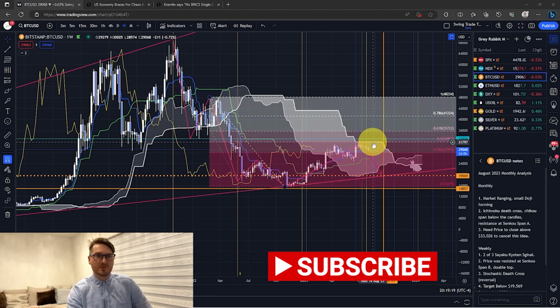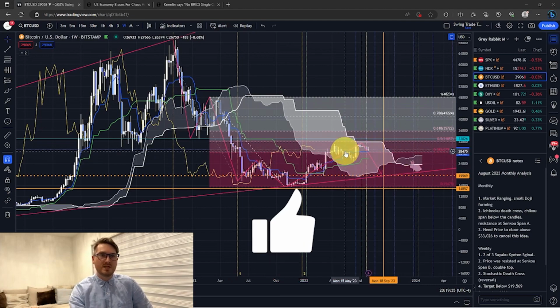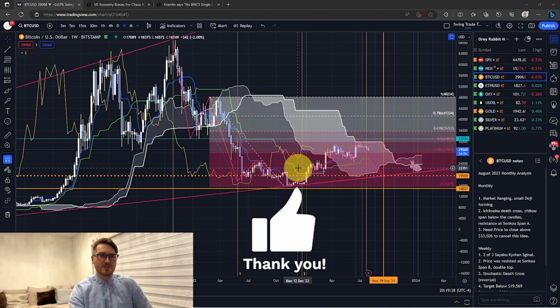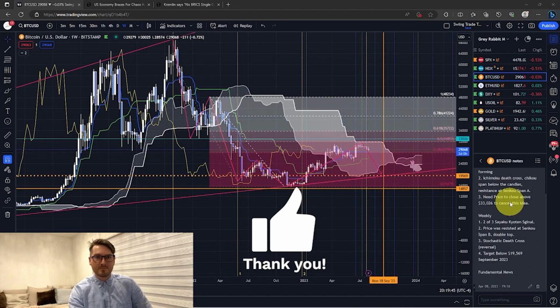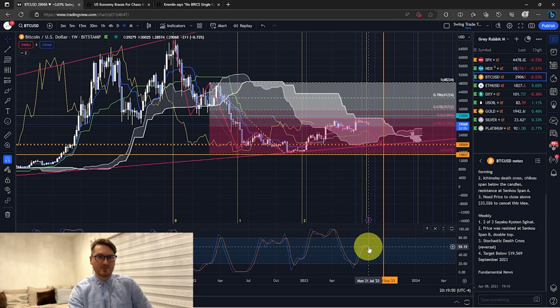So I'm expecting a reversal back down, and also this bullish Kumo cloud is still too small to confirm a bullish trend. It doesn't have enough steam yet, so we need to see more price action break out of this cloud to confirm a bullish move. But I'm expecting a reversal just based on the price action. You can see the price is losing steam and rounding out on this top. And on the stochastic RSI, we also have a death cross forming.